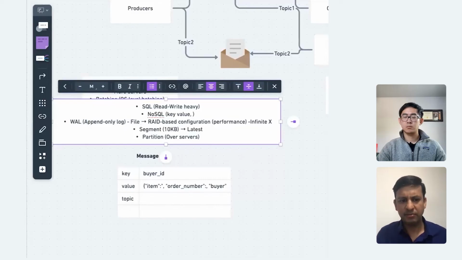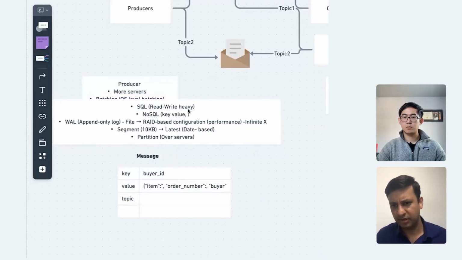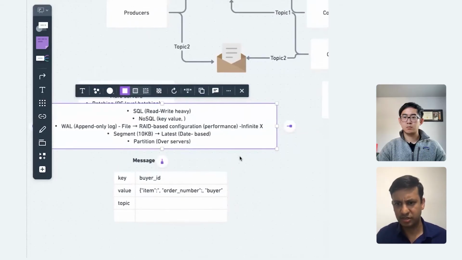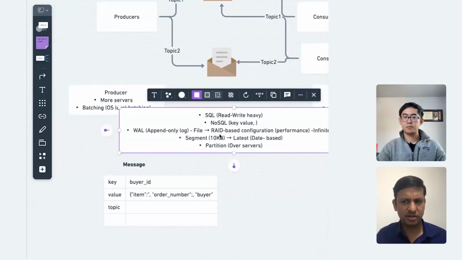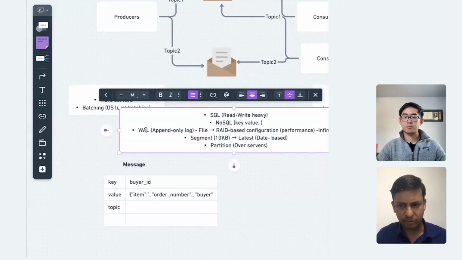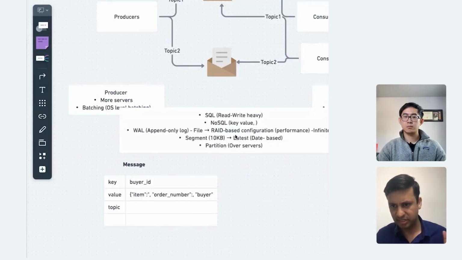So here, for segmentation it can be date based also, but in general I mentioned three approaches here. I would go with the write ahead log approach. I would go with segmentation as well and partitioning as well for each of the topics.